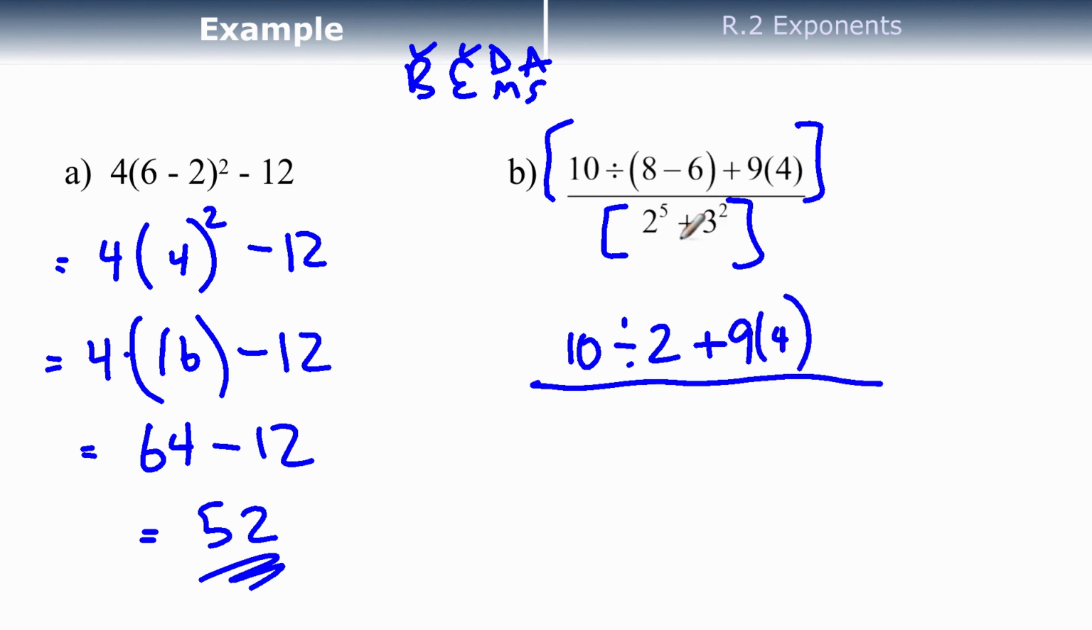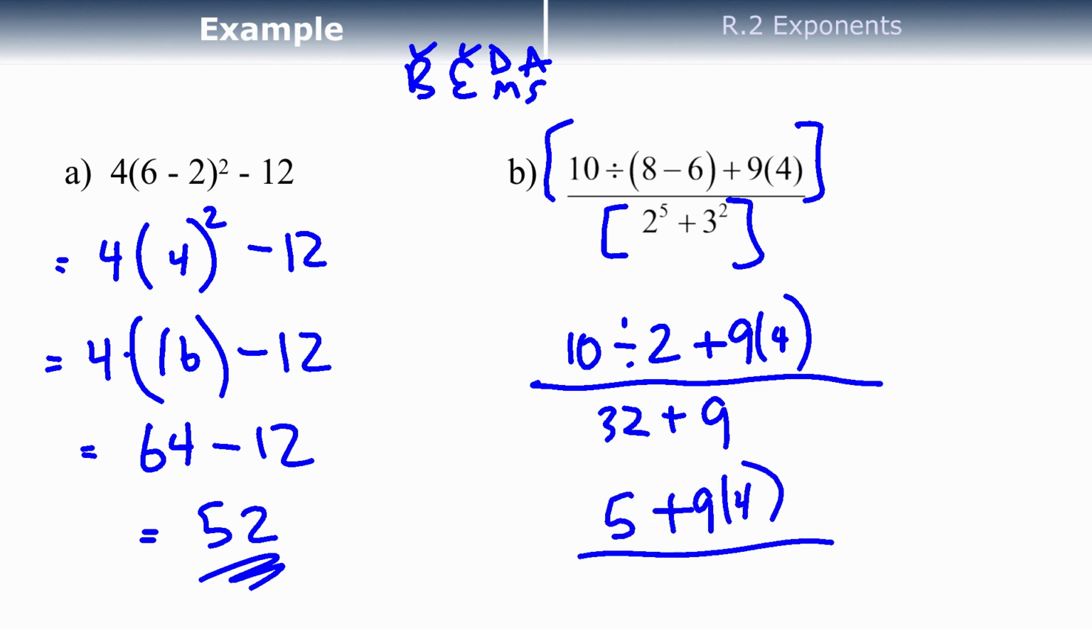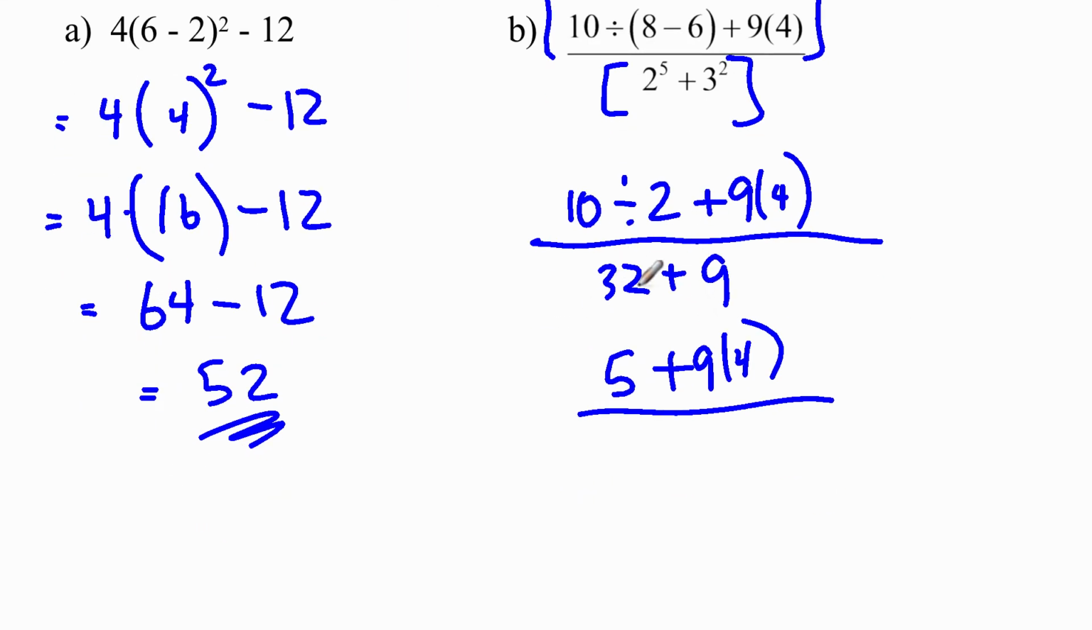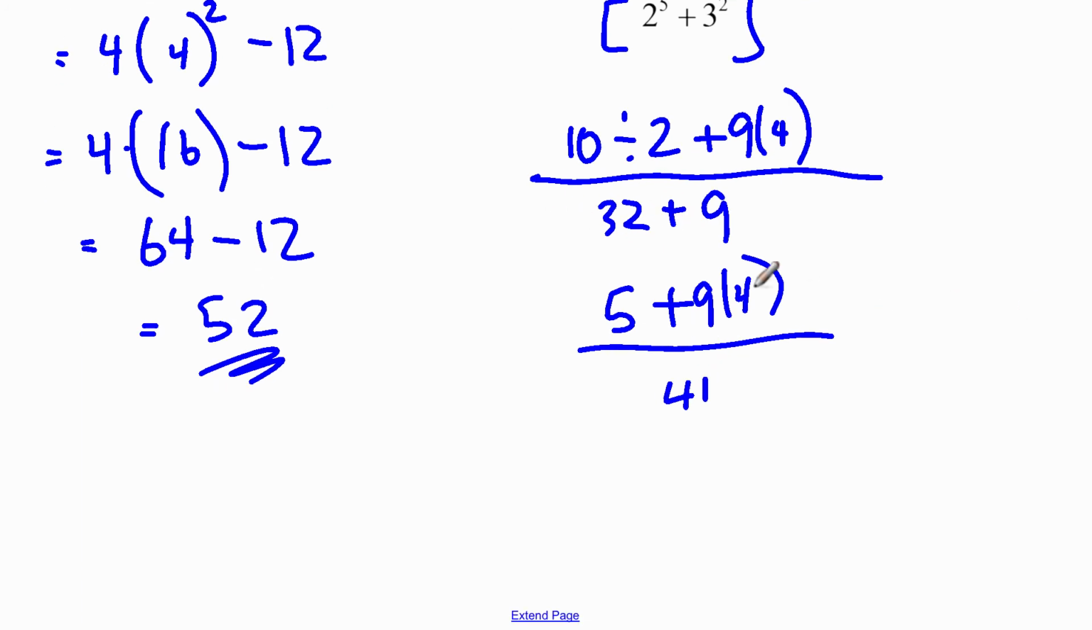Okay, on the bottom, we'll do that separate. 2 to the 5th, I think, is 32, plus 3 squared is 9. Okay, let's go up to the top again. I've got a divide, an add, and a times. So I do whichever divide or multiply comes first. Divides first, so I'll do that. So it'll be 5 plus 9 times 4 all over. This one on the bottom is on its own, right? It's sort of like in brackets, so I'll just add those now. So that'd be 41.